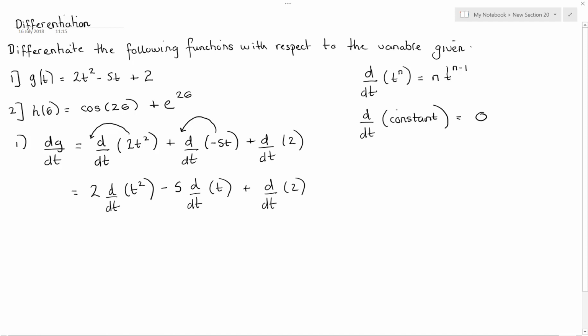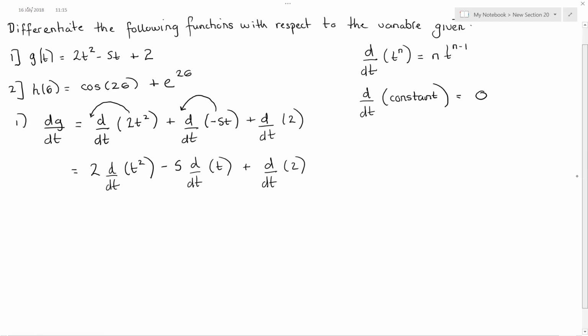So let's use these results that we've just written down. We have 2 lots of the derivative of t squared. So what does that tell us to do? Bring the power down the front, take 1 off the power. So that will give us a 2t. Then we have minus 5 lots of the derivative of t.